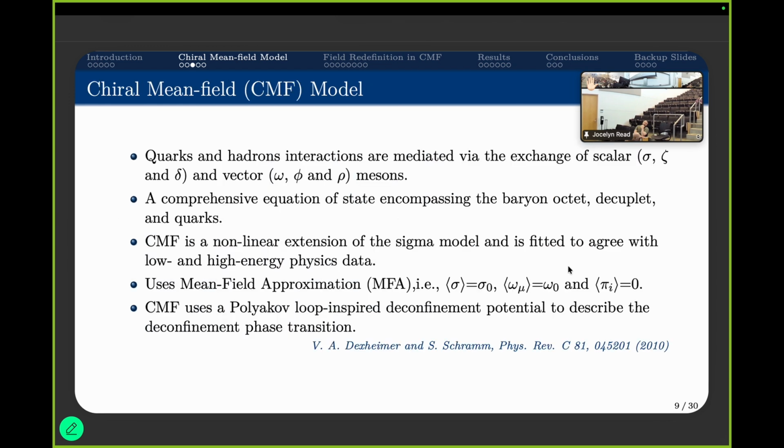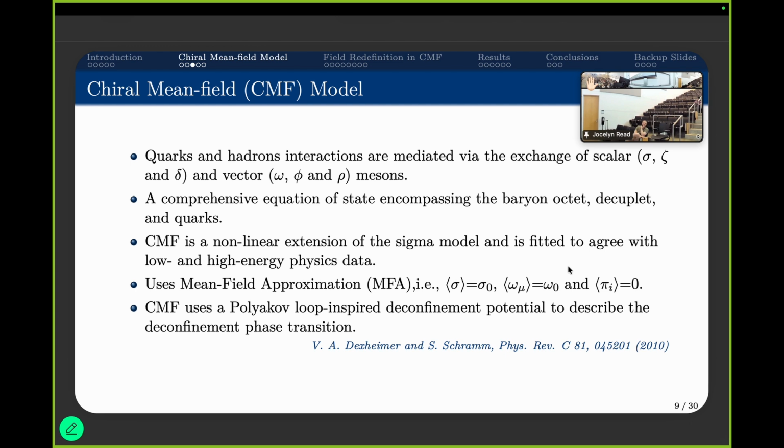So if we talk about CMF in particular, in CMF, quark and hadron interactions are mediated by the exchange of scalar and vector mesons. So we have an attractive part from the scalar fields and a repulsive part from the vector field, so that we have a saturating curve for the nuclear force.